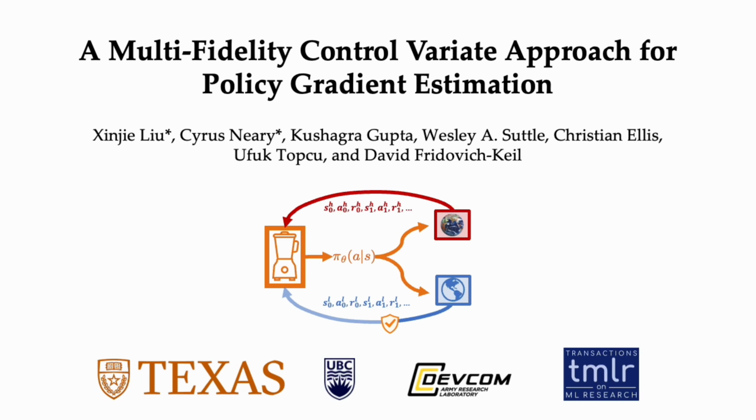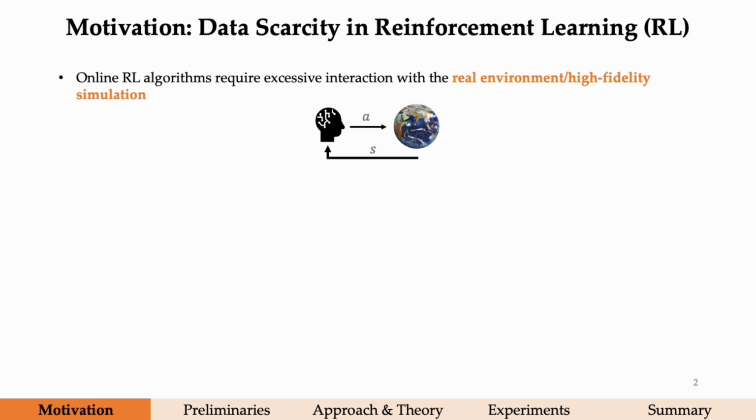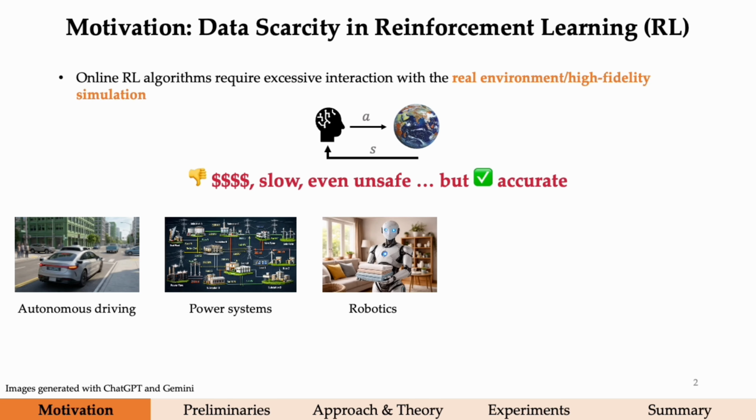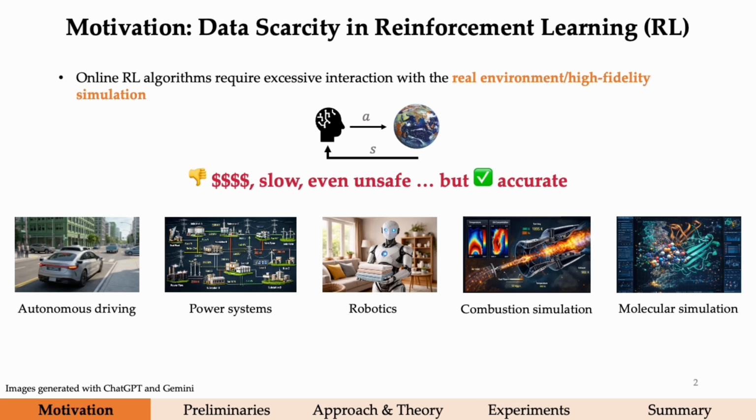This video presents our work on Multi-Fidelity Policy Gradient, a control-variate approach that mixes scarce, high-fidelity data with abundant low-fidelity simulation data for sample-efficient reinforcement learning. Online RL is often bottlenecked by excessive interaction with the real world or a high-fidelity simulator. In many domains, gathering such high-fidelity data can be expensive, slow, or even unsafe, even though they're the most accurate. Some examples are autonomous driving, large-scale power systems, robotics, combustion, and molecular simulation.